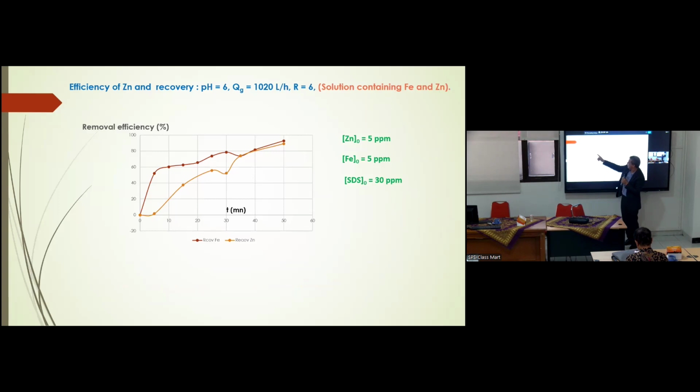The efficiency of the iron is high comparatively to the zinc. But after 30 minutes, it's the same. So the selectivity works before 30 minutes; after that it's the same because we have enough collectors. So we have an idea about the selectivity in time. Selectivity before 30 minutes, after that we have the same efficiency.